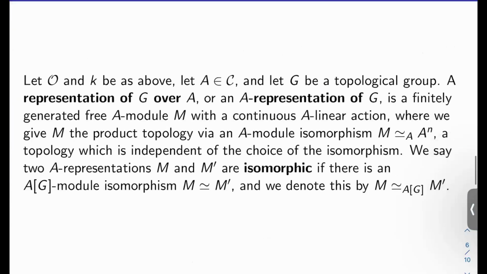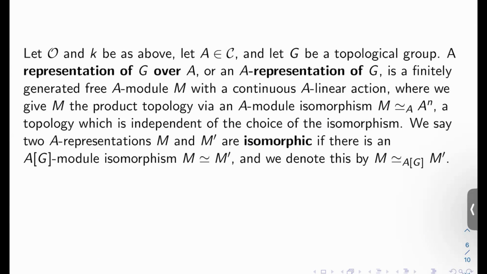Okay, so reviewing a couple definitions here and then some more definitions and then the main theorem of the chapter. We'll let O and K be as above, and we'll let A be in our category C, and we'll let G be a topological group. A representation of G over A, or an A representation of G. So this is essentially the relative theory, whereas we just gave the absolute theory above. This is a finitely generated free A module M with a continuous A linear action, where we give M the product topology via an A module isomorphism from M to A^n. And this topology is independent of the choice of isomorphism. Okay, so we'll say 2 representations over A, M and M prime, are isomorphic if there is an A[G] module isomorphism.